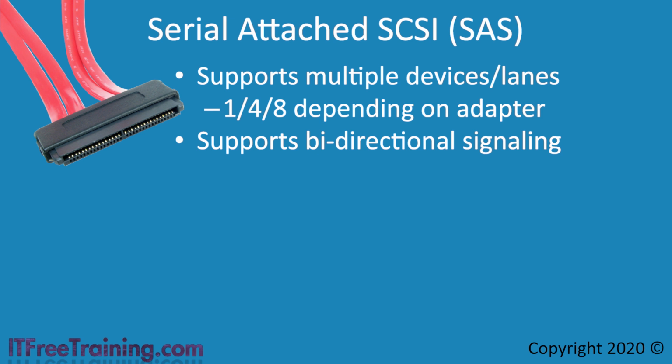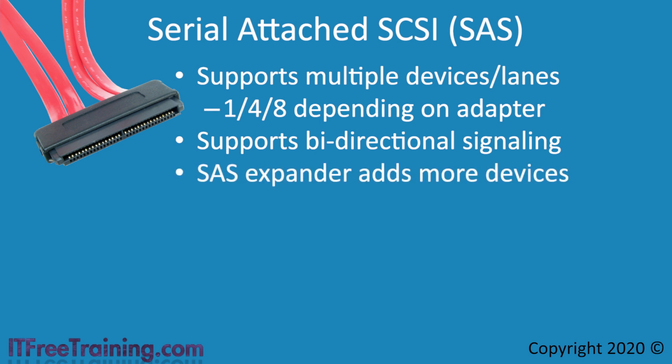For example, if there are 4 lanes, you would be able to put 2 bidirectional SAS drives on the adapter, since each device will require 2 lanes. The number of devices is not as high as SCSI. However, the number can be increased by using a SAS expander.